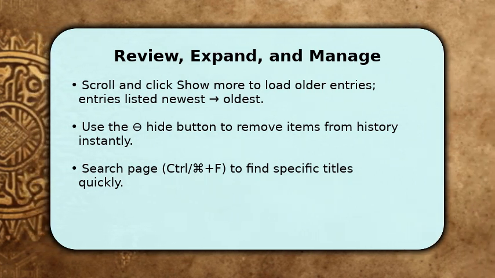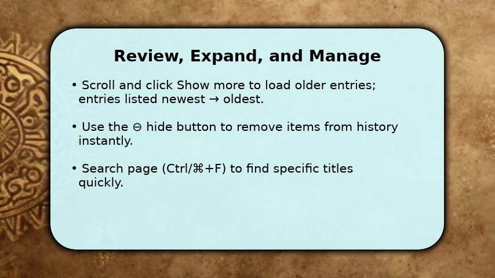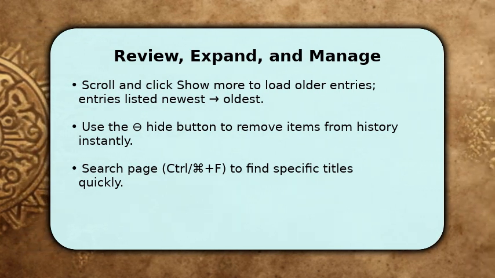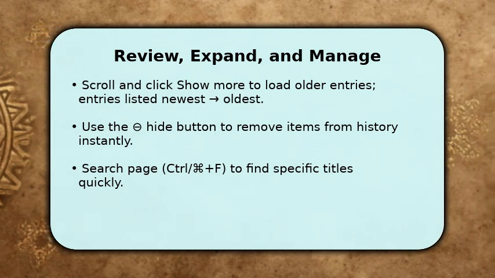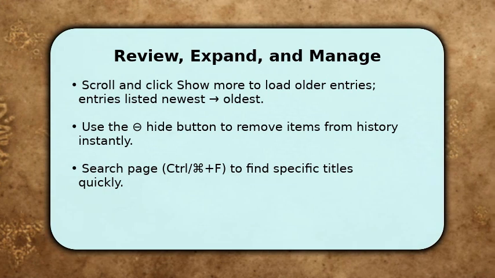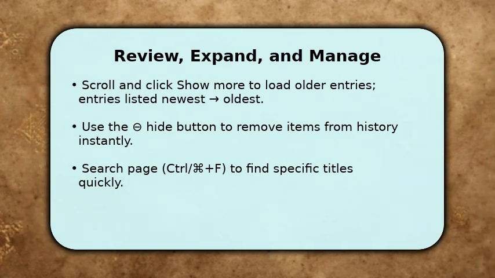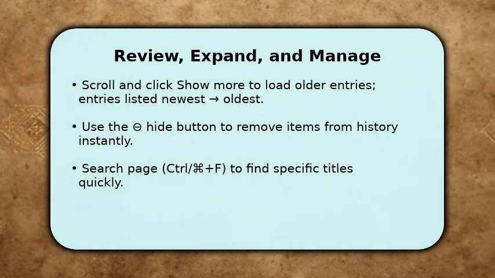To remove something, click the small hide icon next to the episode or movie. That action both clears it from your profile's history and can affect recommendations. If you need to clear many items, hide them one at a time. Netflix processes removals and updates suggestions afterward.